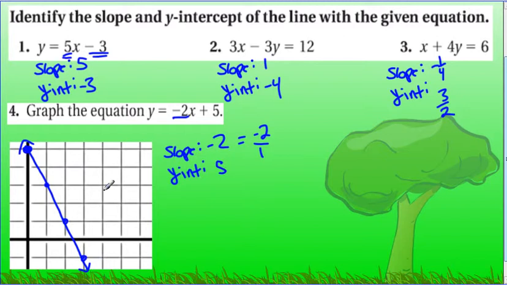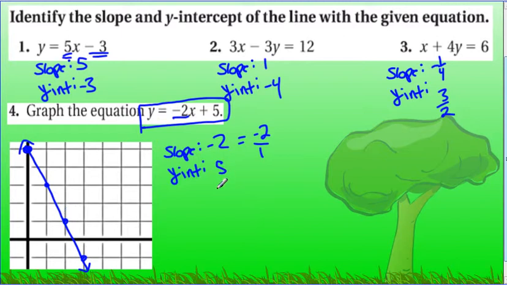So the major part of this lesson has been taking the equation and setting it up as y equals. If you can do that, the rest of the problem is pretty easy. Once it looks like y equals, like this slope-intercept form, you find the slope, you find the intercept, you plot the intercept, and then move to find your next slope points, and then you graph it.